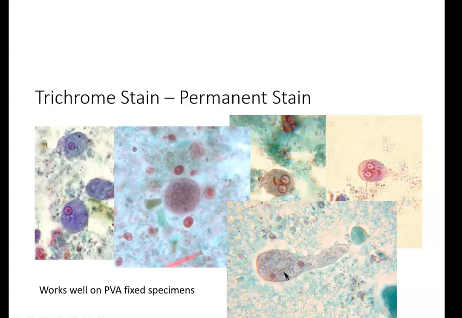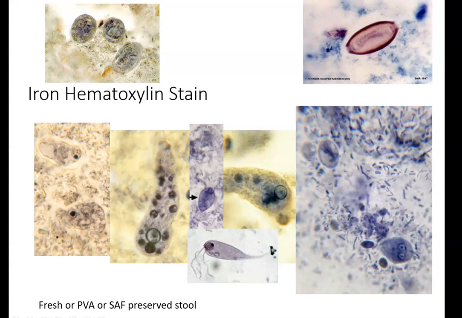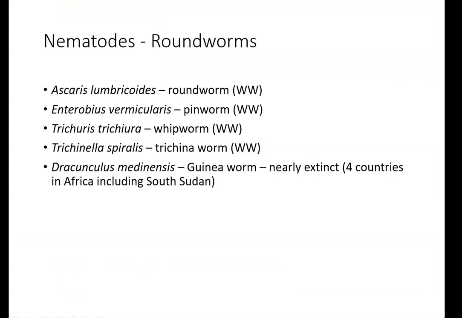Right. Iron hematoxylin stain, again, you can see a lot of detail on many of these, but if it's not done properly, and sometimes it's difficult to get it to come out right. But this is best with that SAF preservative. The iron hematoxylin stains are the next best thing. Right. Here we go.